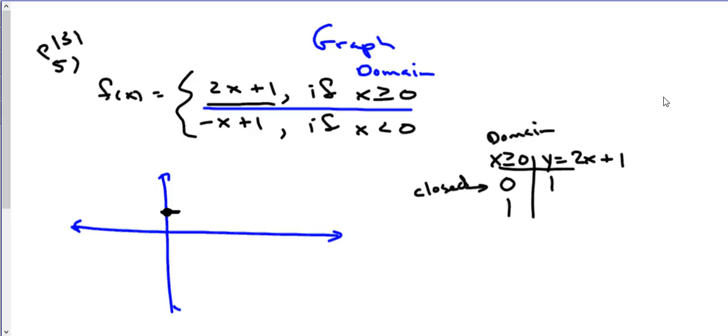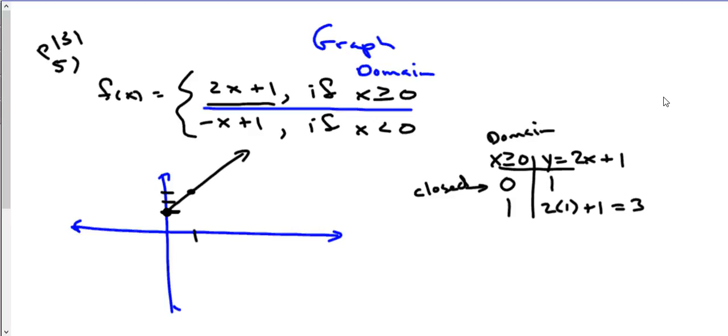So I'm going to plug in a 1. When I plug in 1, I'm going to have 2 times 1 plus 1, which gives us 3. So now I'm going to plot 1, 3. So 1, 2, 3, and we have that. This is a line. I can connect the dots, and there we have it. All right, our first piece of our piecewise function.